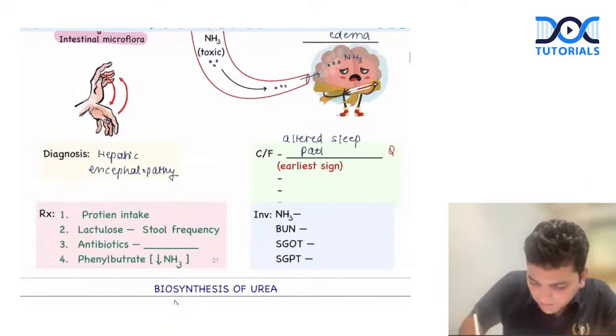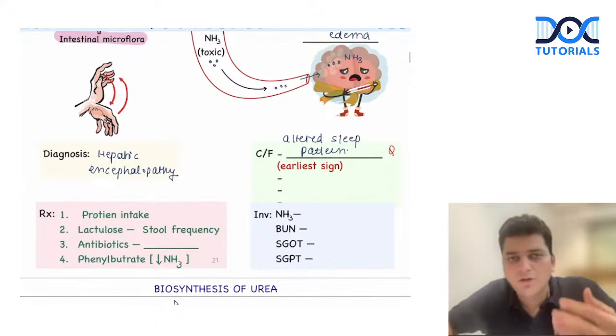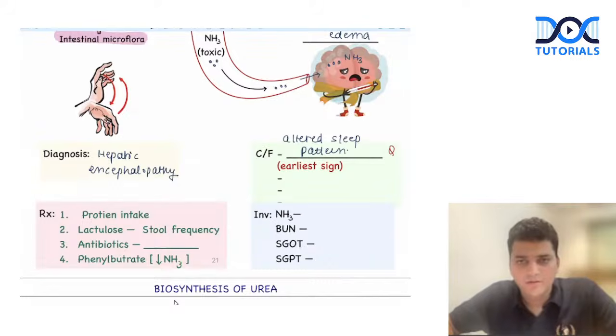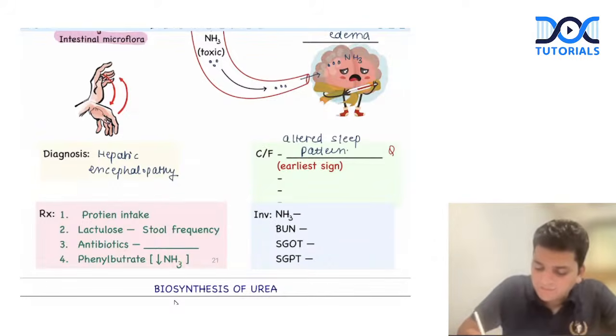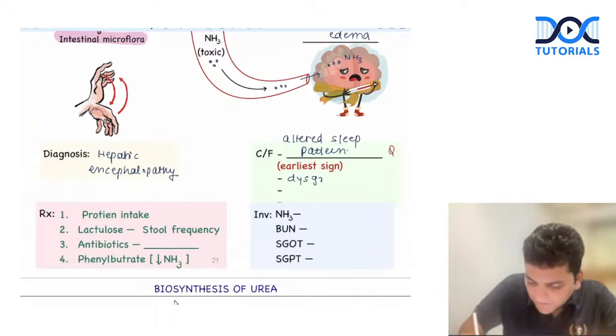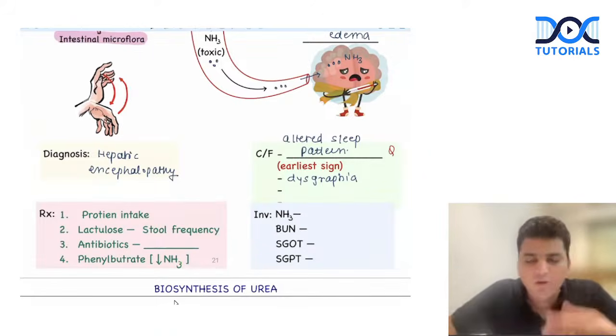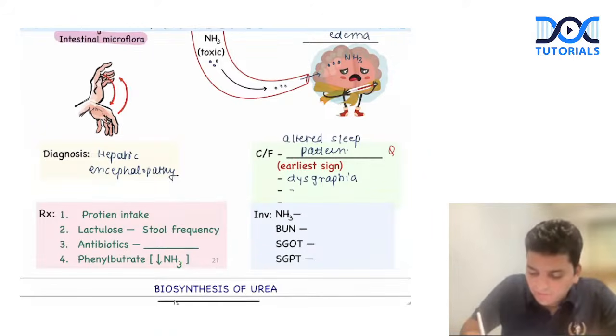They will have an altered sleep pattern, meaning they will not be sleeping at night. Instead, they will be sleeping in the daytime. Then there will be a change in the handwriting, dysgraphia. They will become more and more drowsy. And one day, if the cerebral edema becomes significantly worse, the patient will go into a coma also.